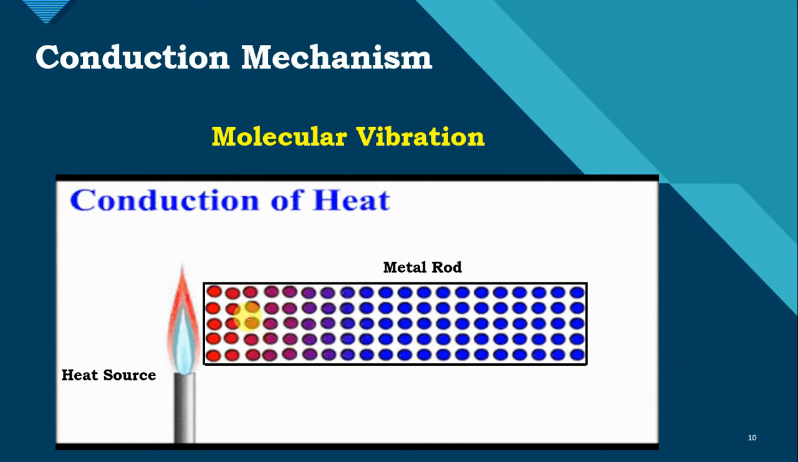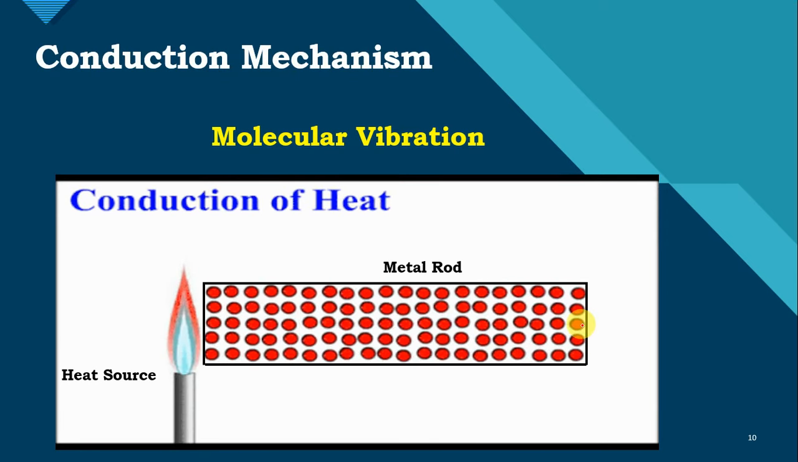Here you can see that the molecules are vibrating in this particular zone, whereas here no vibration is there. As the temperature increases, the molecule starts vibrating and it transfers the energy. So here the molecule starts vibrating, it transfers the energy to the nearer molecule and heat transfer takes place, and the heat will come to the other end like this, and the total metal rod will become heated. Once again it is shown: heat is transferred from the high temperature zone to the low temperature zone by molecular vibration.